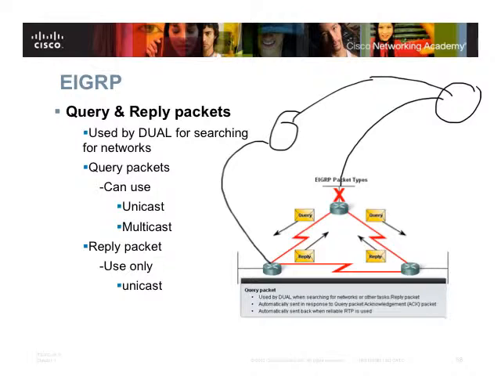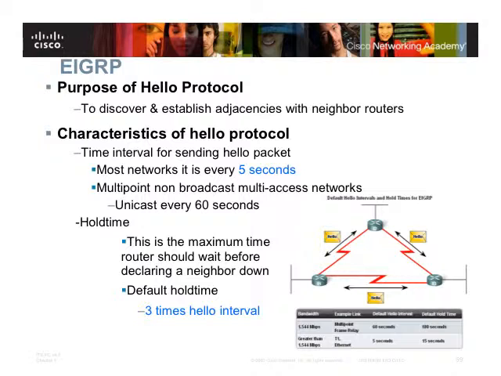Okay, so we'll talk about the DUAL algorithm in a little bit more detail now. Quickly, the hello protocol is used to discover and establish adjacencies with the neighboring routers. And as we said, the hello protocol uses a time interval of 5 seconds, with the only exception that for multi-point non-broadcast multi-access networks, it's 60 seconds.